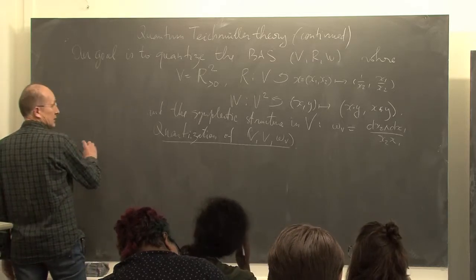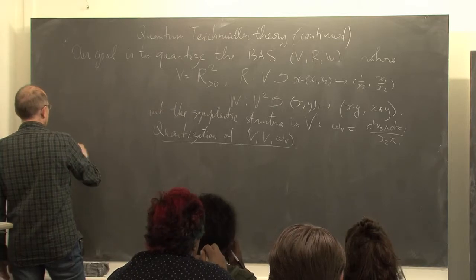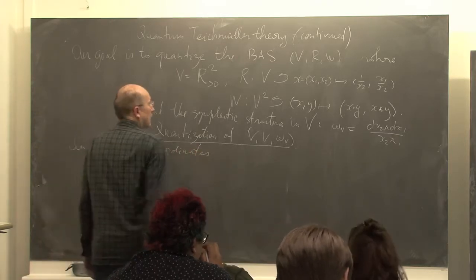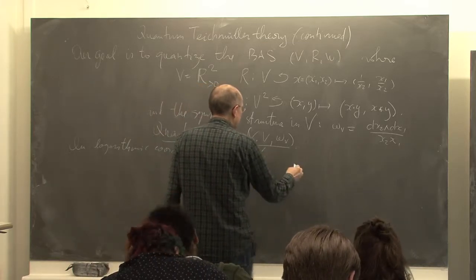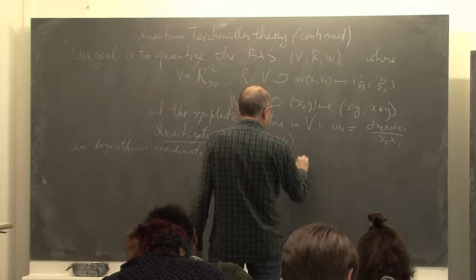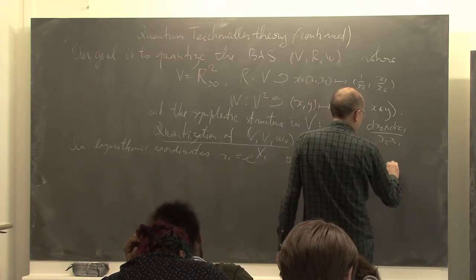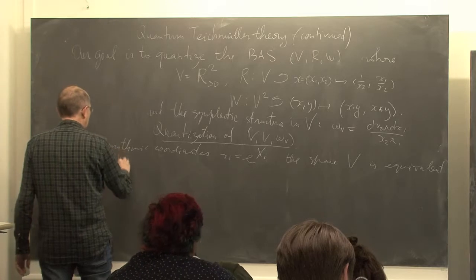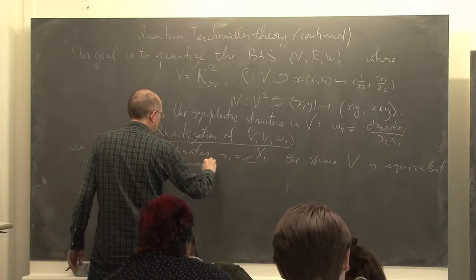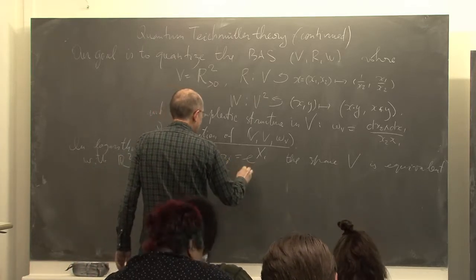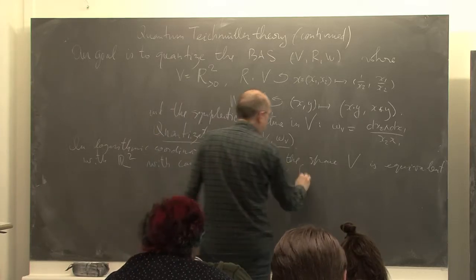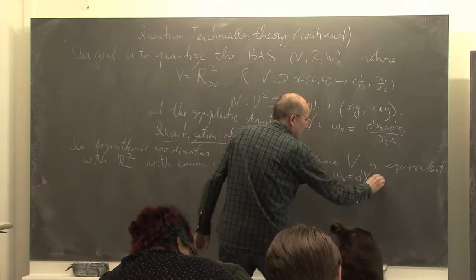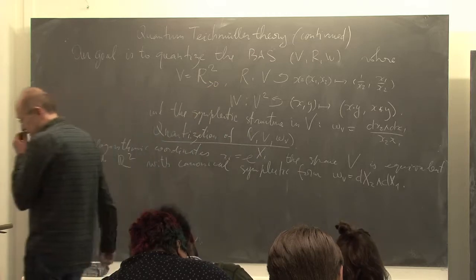So first we remark, of course, that here the logarithmic coordinates are important. So in logarithmic coordinates, x_i equals e to the X_i. So the space V is equivalent with R2 with the canonical symplectic form. So omega_V becomes dX2 wedge dX1. This we discussed last time already.